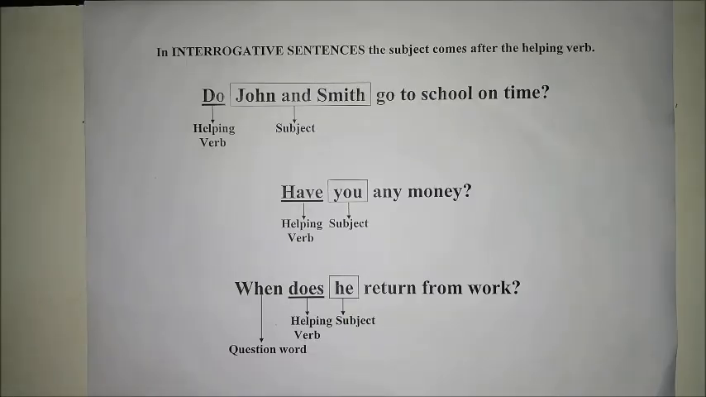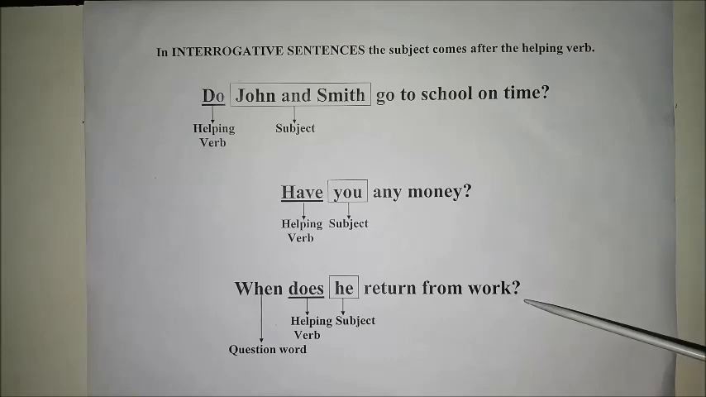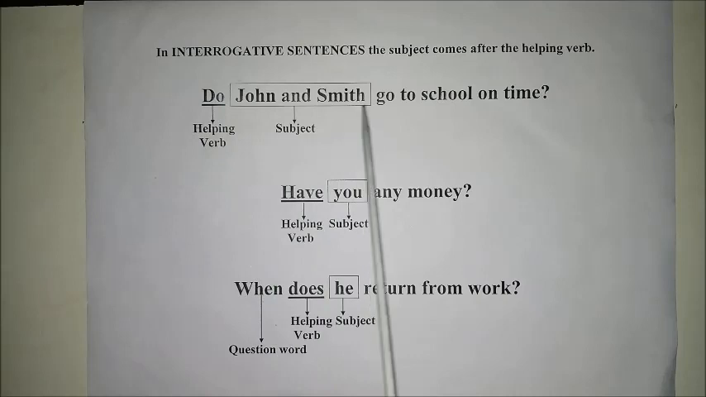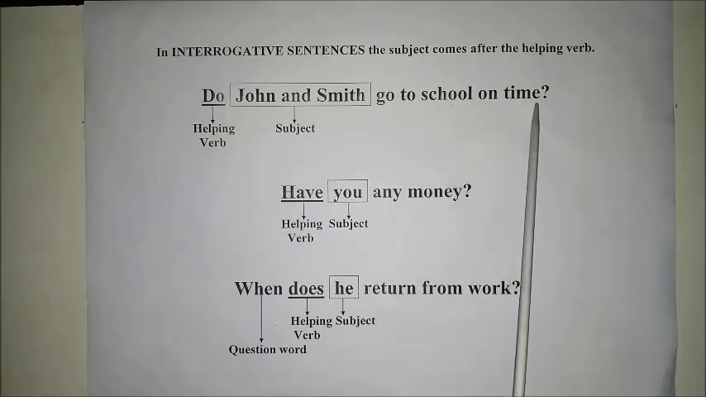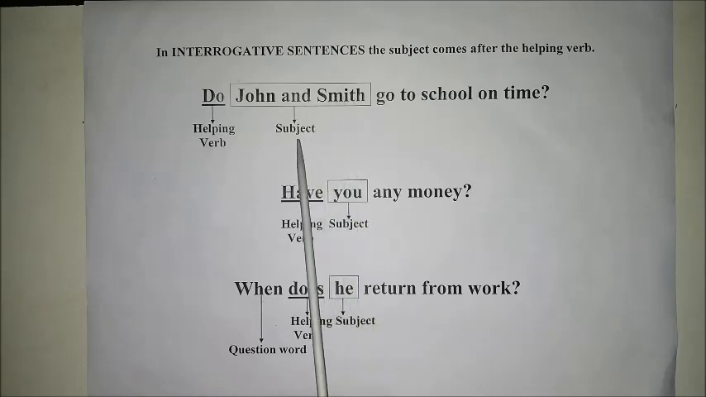Let's talk about interrogative sentences. First of all, let me tell you what interrogative sentences are. Interrogative sentences are those sentences which are in question form. Now see the first sentence. Do John and Smith go to school on time? In this sentence, John and Smith is the subject of the sentence.